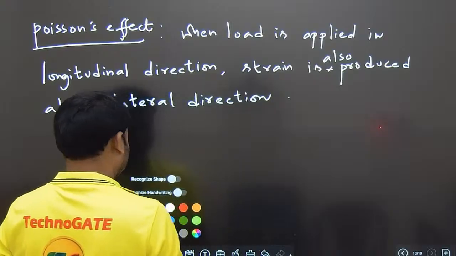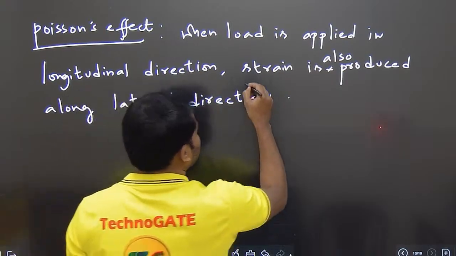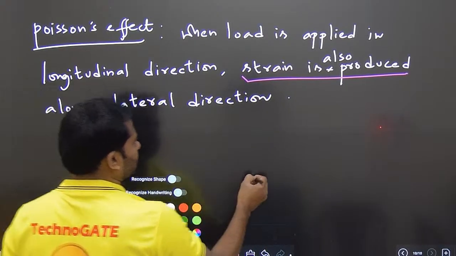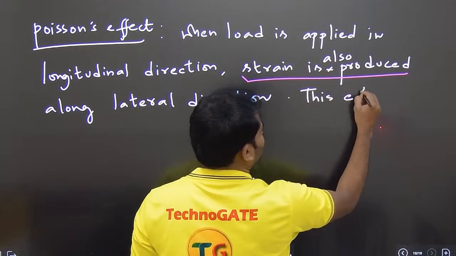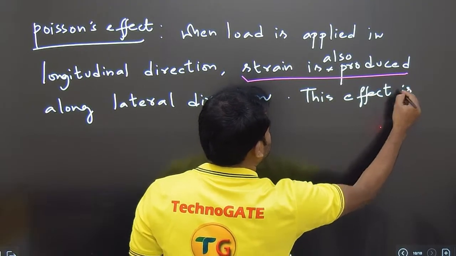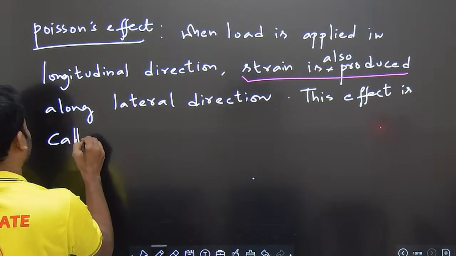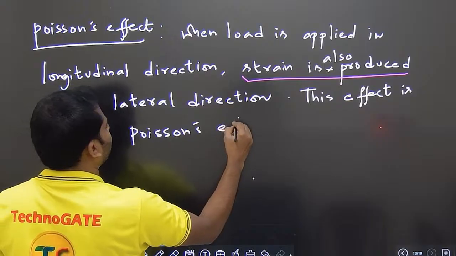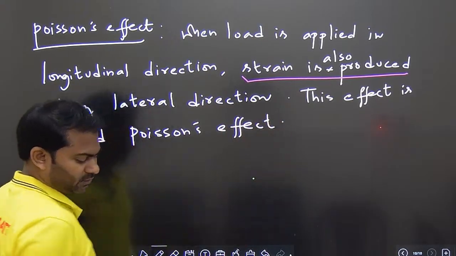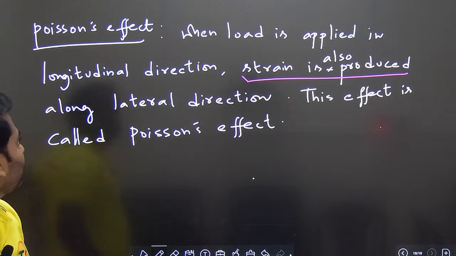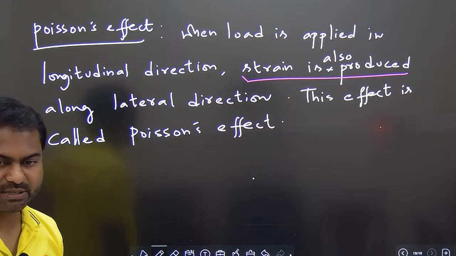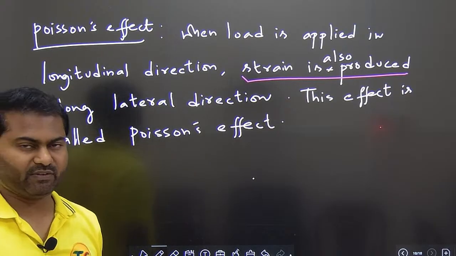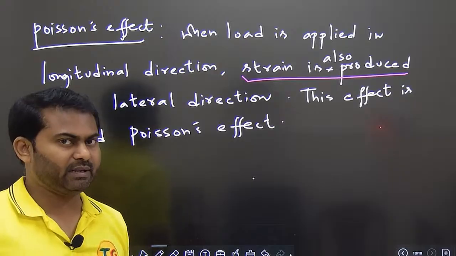So strain is coming in the lateral direction too. This effect is called Poisson's effect. Understood? You are applying load in one particular direction, but strain is also produced in the perpendicular direction. That effect is called Poisson's effect. I believe it is completely clear here.